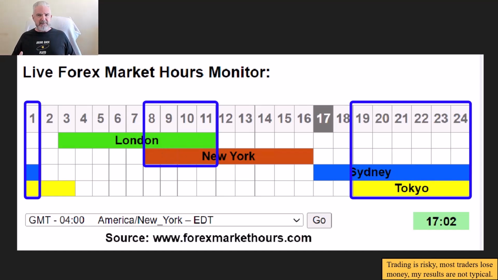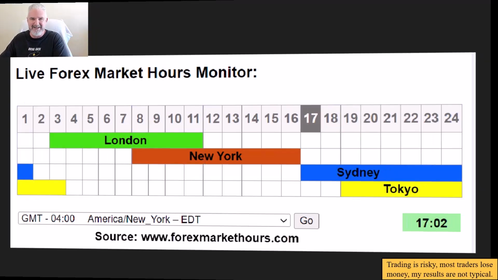A lot of times people ask me, Barry, what currency pairs are the best? Well, the best ones are the most active. And then the subset of that answer is you want to trade during the two of the most active times when they're both trading concurrently.